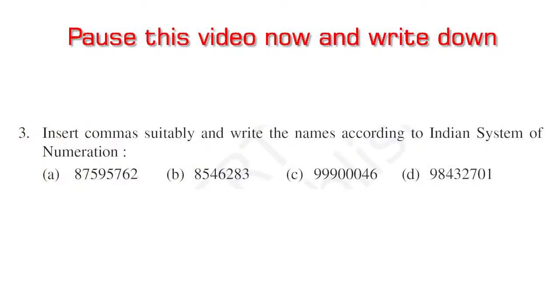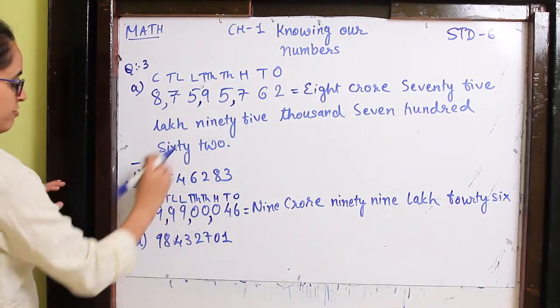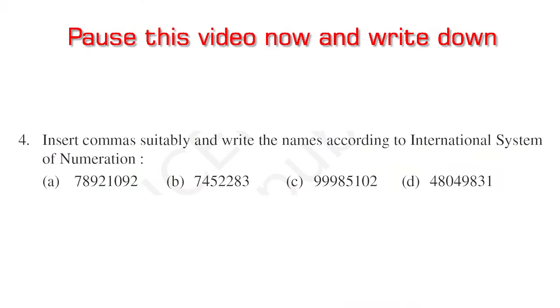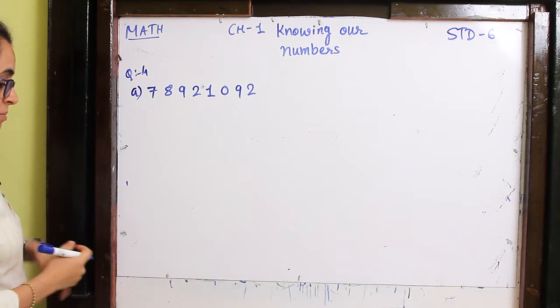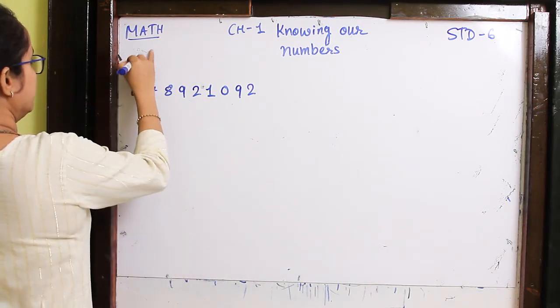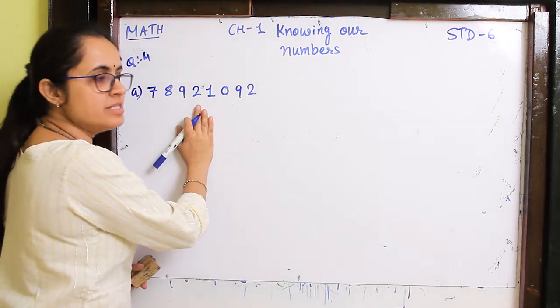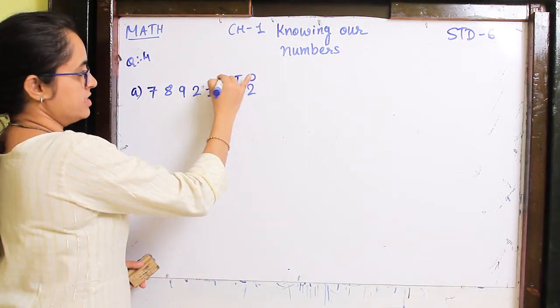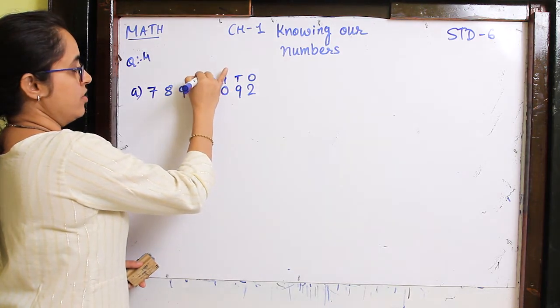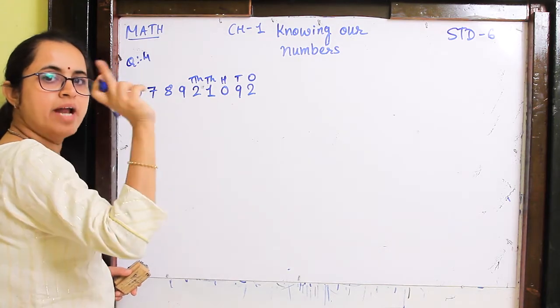9 crore. Now at 1,000 and 10,000 place there is zero, and at 100 place there is zero. So you don't need to write 0,000. Okay. So here you don't need to write anything. Directly go to the other number, which is 4 and 6, tens and ones place, 46. So it will be written like 9,99,46. Okay. Now D is again homework, 9843-2701.